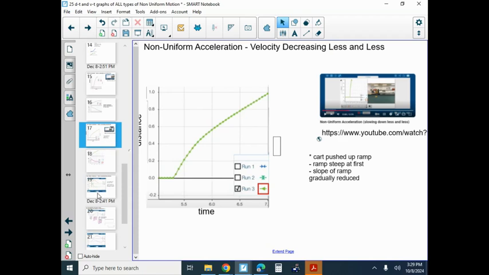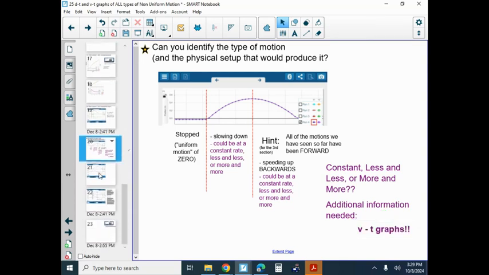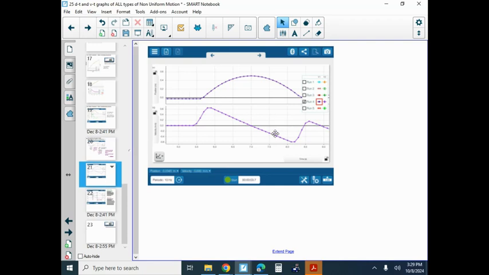You can just see that it's changing. So, the idea of constant or less and less or more and more changes as time goes on. We need more information. Well, we need the VT graph. Okay, so the VT graph for this one is that. So this should help us figure out what the motion was, right?